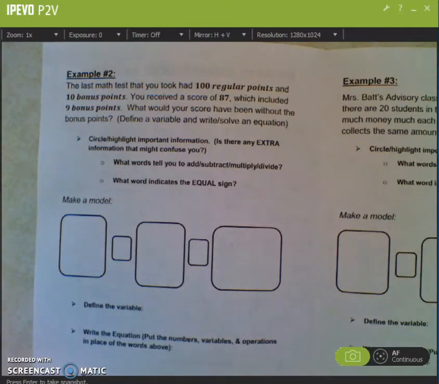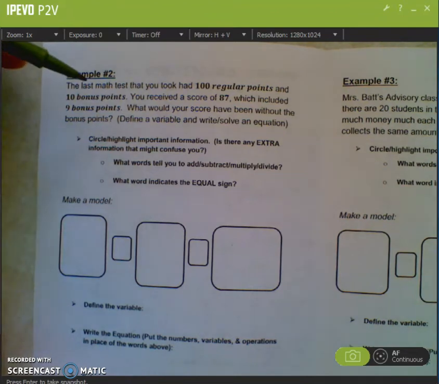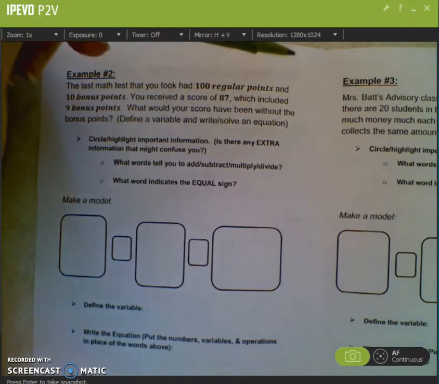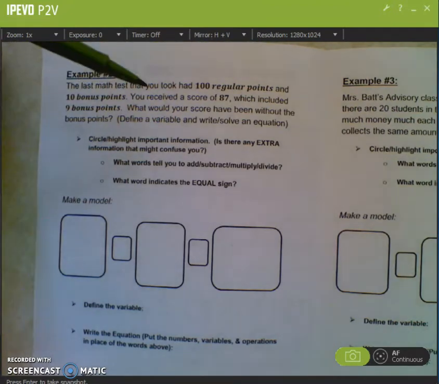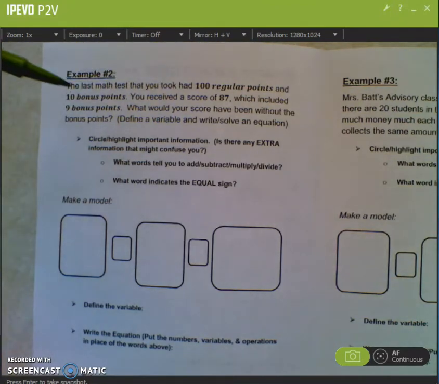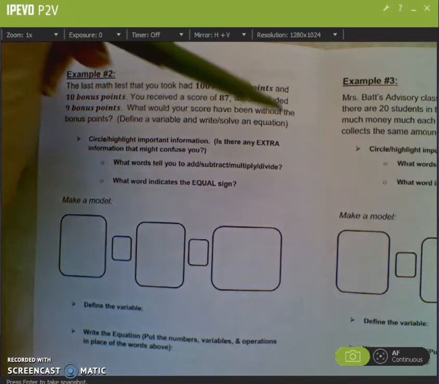Example number 2 says the last math test you took had 100 regular points and 10 bonus points. You received a score of 87 points, which included 9 bonus points. What would your score have been without the bonus points? It says define a variable and write and solve an equation.